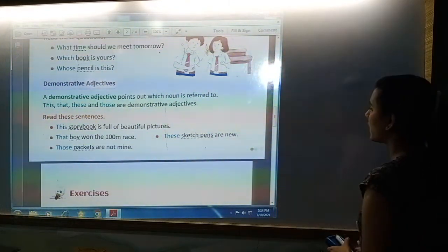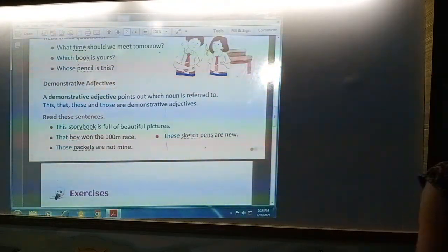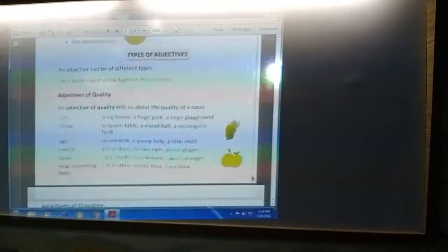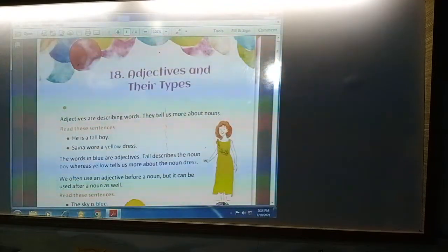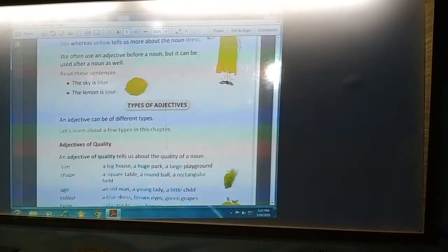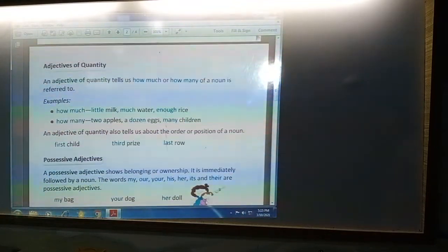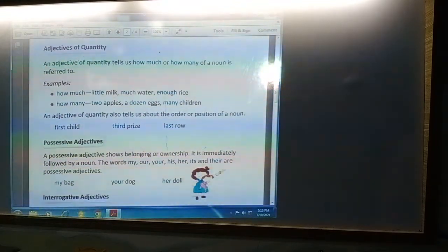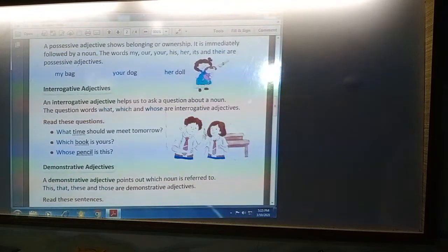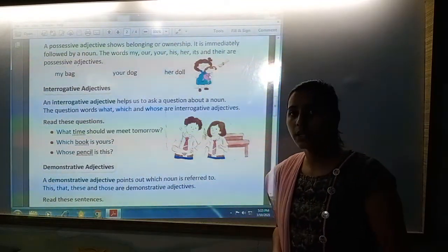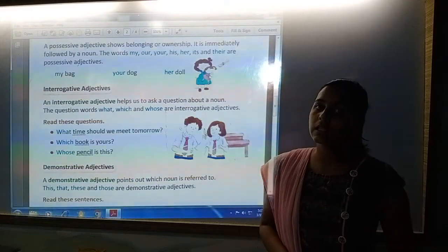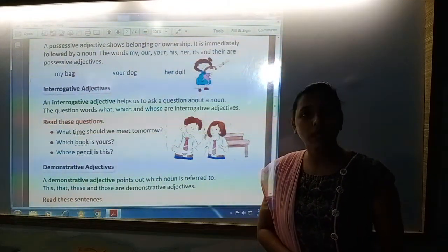How many types are there of adjectives? So first one is adjective of quality, second one is adjective of quantity, third one is possessive adjective, fourth is interrogative adjective, and fifth is demonstrative adjective. These 5 are the types of adjectives. With this, the explanation of this chapter completes.